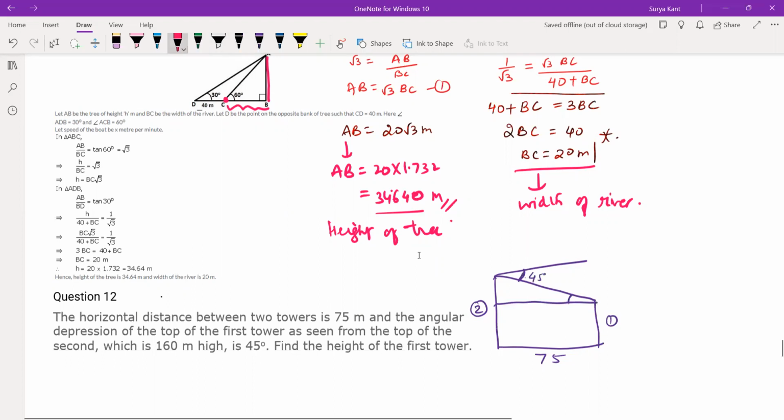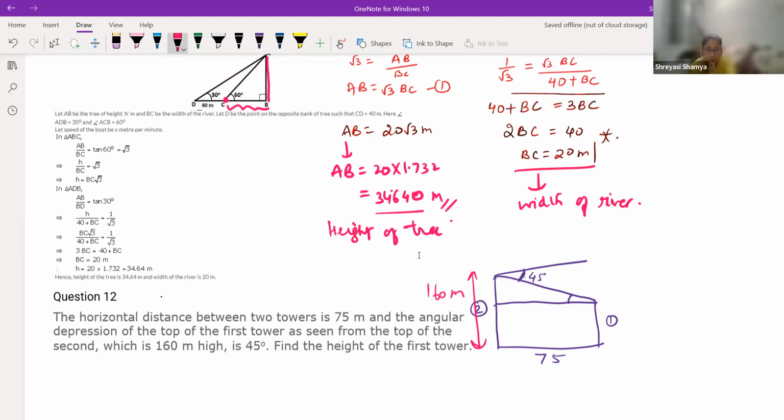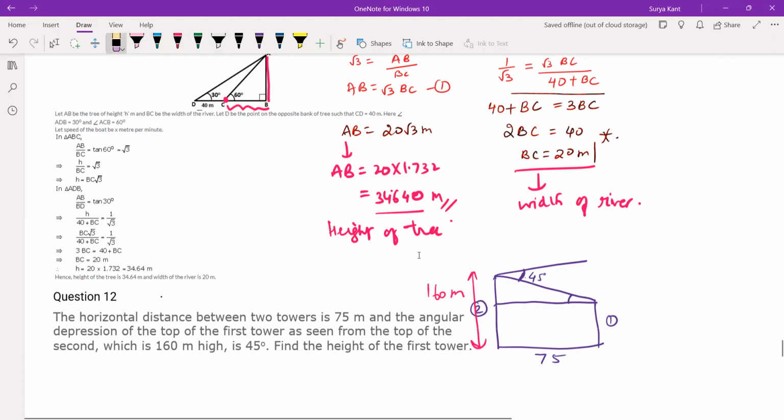And this distance also is given. This is 160 meters, right? Seen from the second, which is 160 meter high. This whole thing is 160 meter high. Why is this the second tower, you understood, all of you children? Because you are seeing the first tower from the second tower itself. That's why this becomes angle of depression, right? Next, find the height of the first tower. You should find this first tower height.